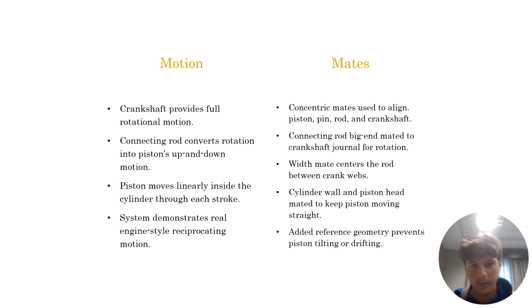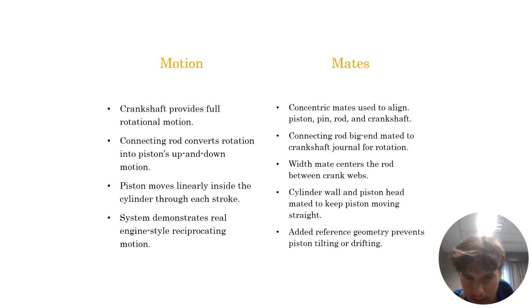So here we have the motion, which we just talked about, and then the mates. The mates are crucial to an assembly in SolidWorks, because that's how you assemble the cylinder together. There are concentric mates. They're used to align the piston pin, rod, and crankshaft. So that's just making each circle fit with a circle. Concentric sounds complicated, but it's really not.